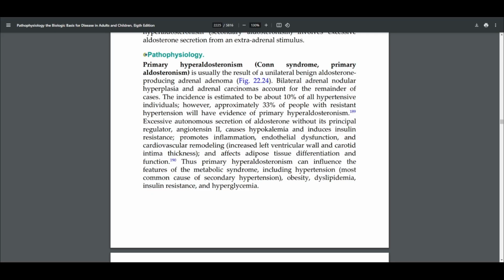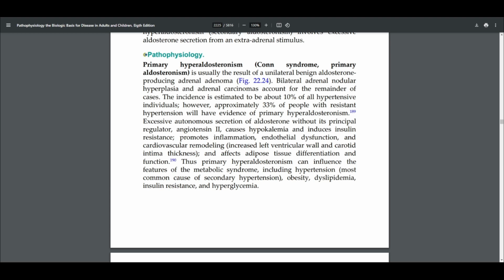So what is our pathophysiology? Primary hyperaldosteronism, Conn syndrome, is usually the result of a unilateral benign aldosterone-producing adrenal adenoma. Bilateral adenoma, nodular hyperplasia, and adrenal carcinomas account for the remainder of the cases. The incidence is estimated to be 10% of all hypertensive individuals. However, approximately 33% of people with resistant hypertension will have evidence of primary hyperaldosteronism.